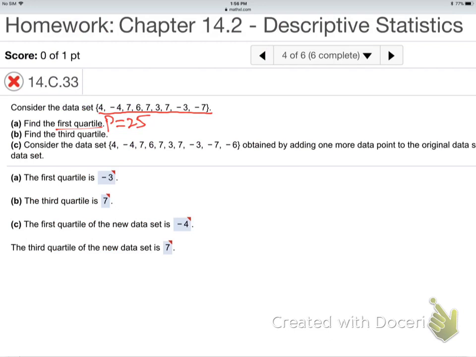So here we go. Here's the order. What's the lowest number? -7. Yeah, -7. Just kind of cross them off as you go. -7 is the lowest one. What's next? -4, then -3, and then where are we at? 3, 4, 6, and then like 3 7s, like that. I think 1, 2, 3.